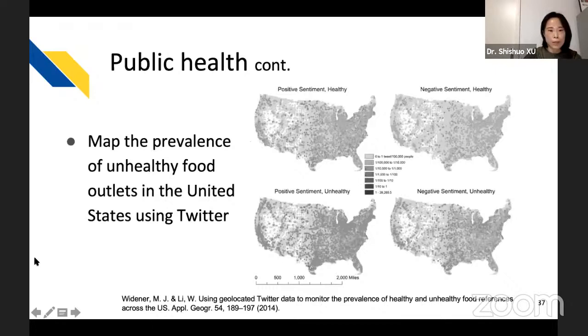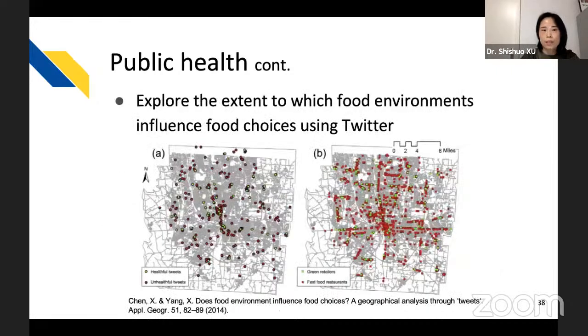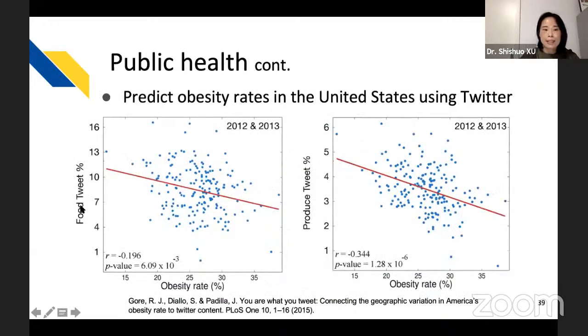Twitter data was used to map the prevalence of unhealthy food outlets in the United States. And also the Twitter data was widely used to explore the extent to which food environments have an influence on food choices. Also in the United States, they investigated the correlation between the number of posted tweets and the obesity rate.